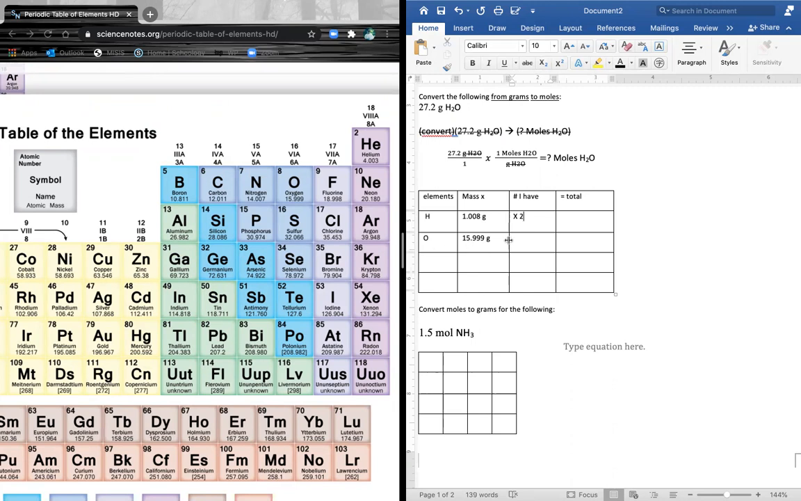And then my O, I need to know how many I have. So I go here, and here I see no number. So remember, that means I have 1 oxygen only. Now I just multiply these together, and I put these down.